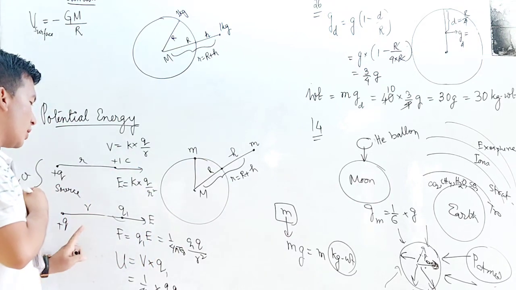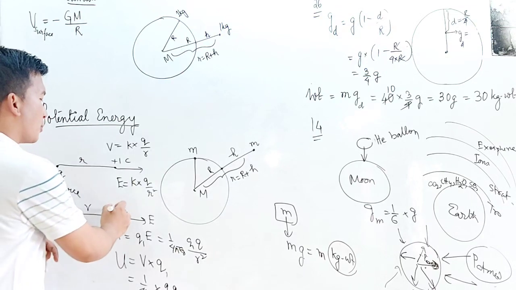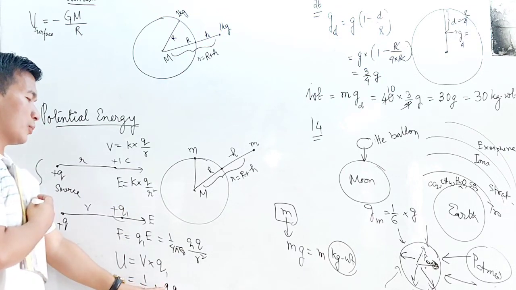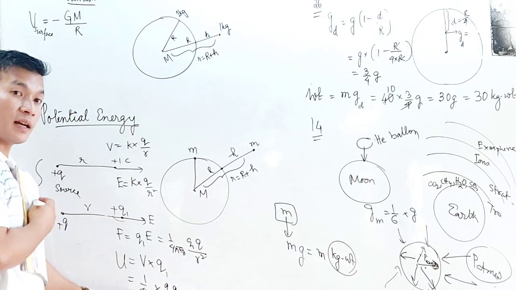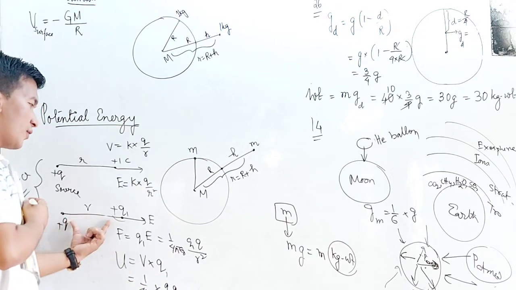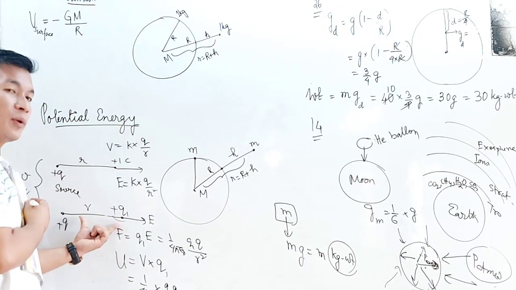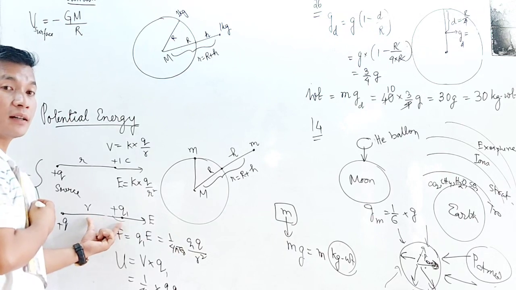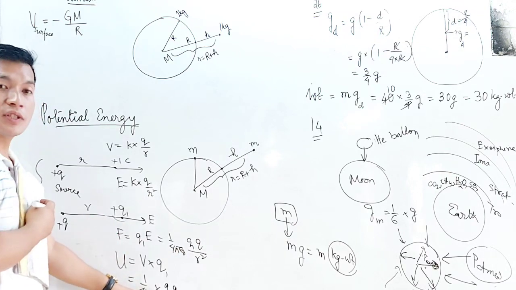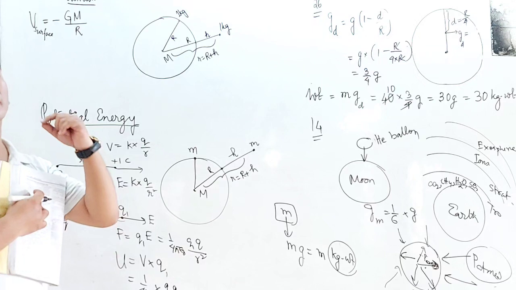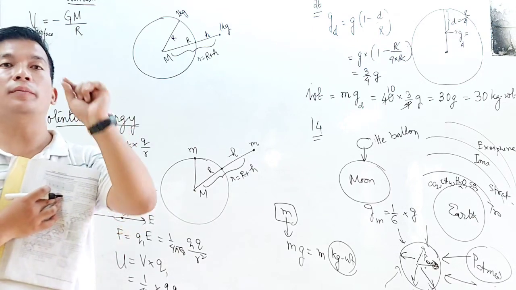This is a positive charge, plus Q, and this is plus Q1. What is the force that exists between this Q and the Q1? It is repulsive. Your potential becomes positive.